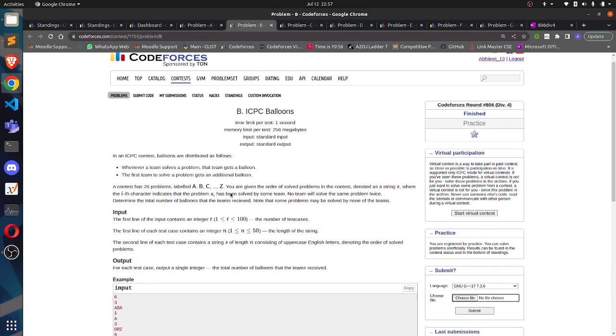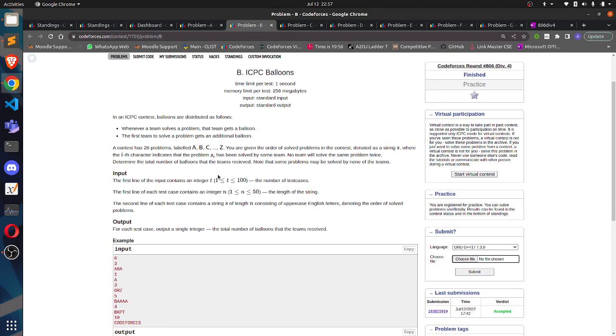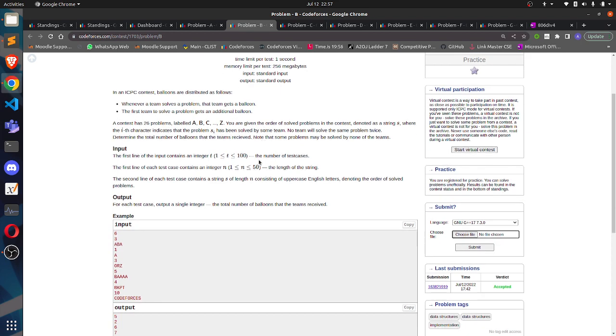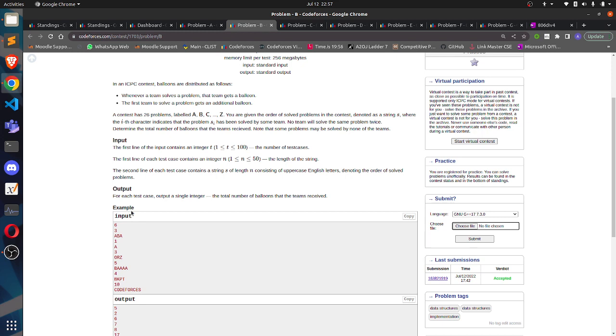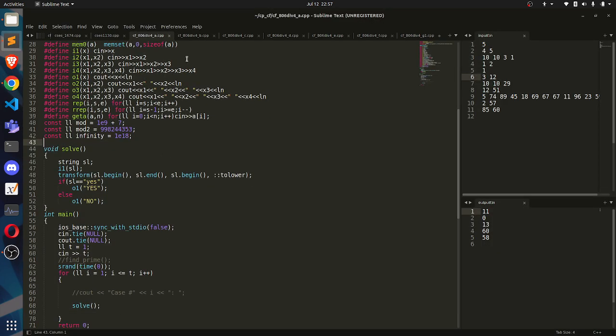In this problem we have been given a string and we have 26 problems, and what happens is that if a team solves a problem, that team gets a balloon, and if it is the first team to solve it, they get an additional balloon. So in the string, if a character appears for the first time, we add 2 to the answer, and if it occurs again we add 1 to the answer. This is the basic logic behind the problem. So let's move on to the code for the problem.